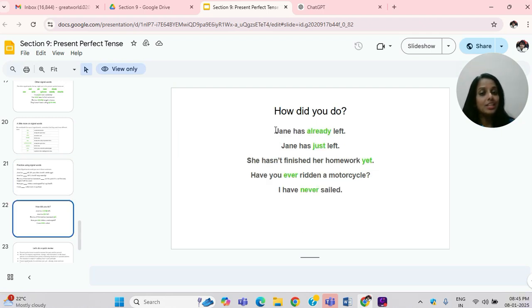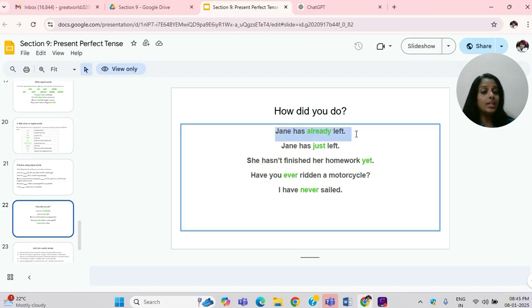Let's check it. Jane has already left, so the word already. Jane has just left, so the signal word here is just. She hasn't finished her homework yet. Have you ever ridden a motorcycle? I have never sailed, the word never.